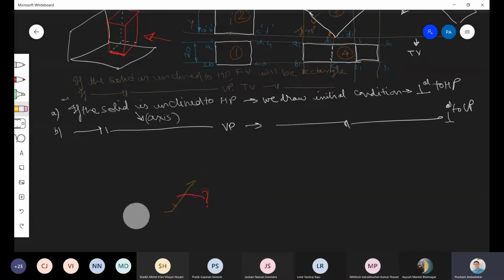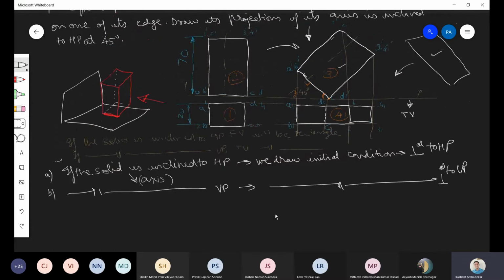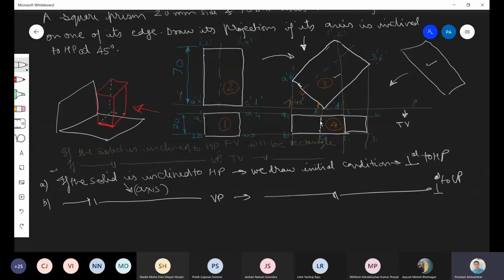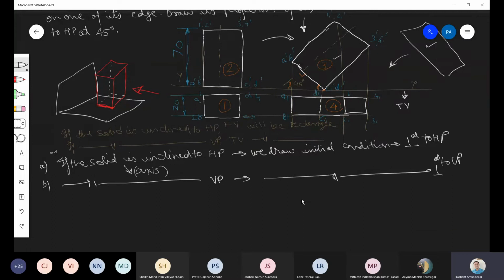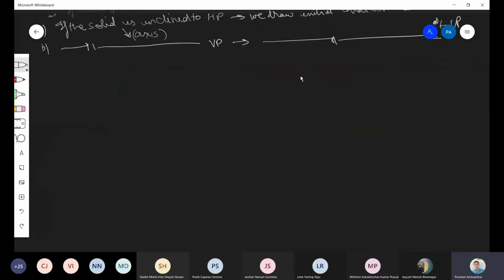Okay, students. So we'll see one more sum now, and hope that will clear your doubt. In this lecture, I am going to take the third lecture also, as I told you. In this lecture, I am taking one more sum of a pentagon, and I am not inclining it to VP also. That we'll see in the third lecture. Right now, let us repeat this once again with a different sum. You can also write with me. So I think I will take a sum of a pentagon or hexagon.